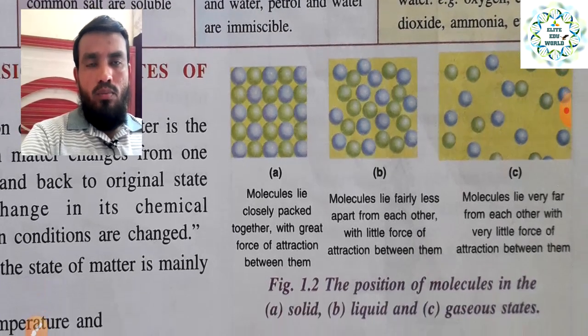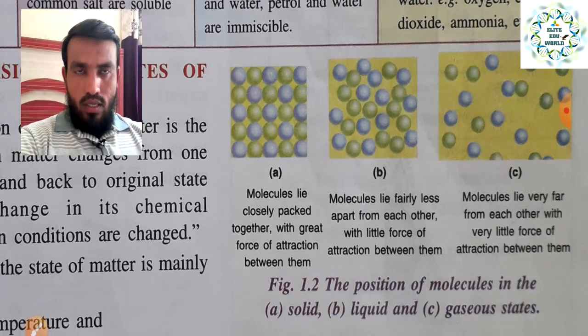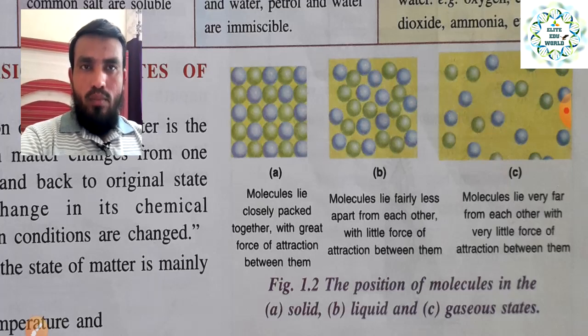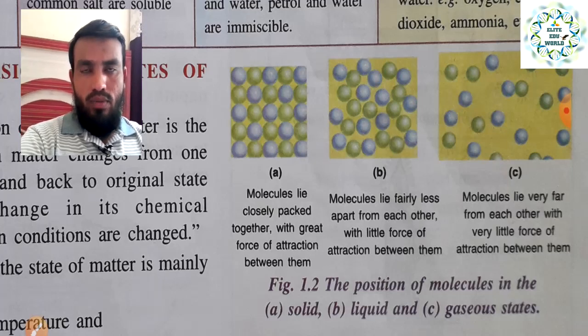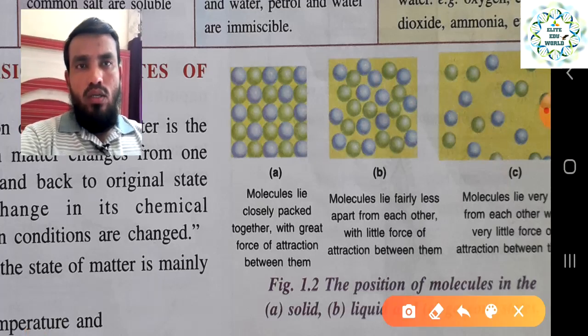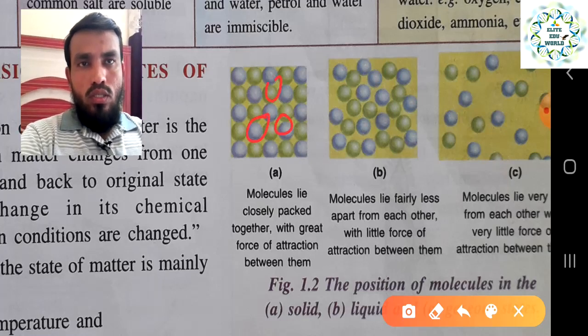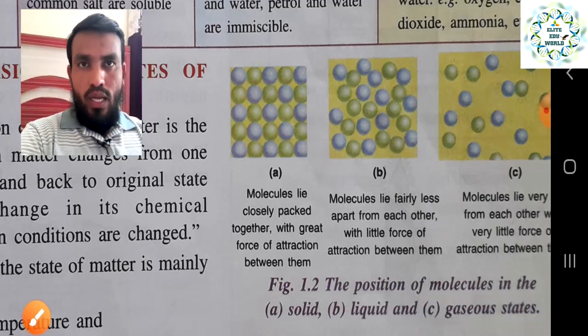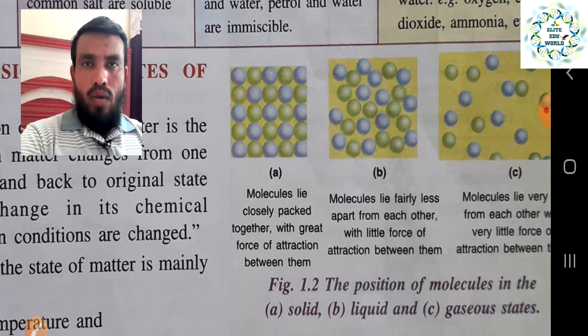Now we will look at this diagram. Actually this is a very important diagram. This is a molecular arrangement. If you understand this arrangement of the molecules, you will understand all the states. Number one, A: molecules lie closely packed together with a greater force of attraction between them. In this slide you can see all these small ones are the molecules, very closely packed together. Since the force of attraction is more, the solid becomes very hard and tough. That is why the solid has mass and a definite shape. The molecules move only about a mean position, so that is why it cannot be moved.